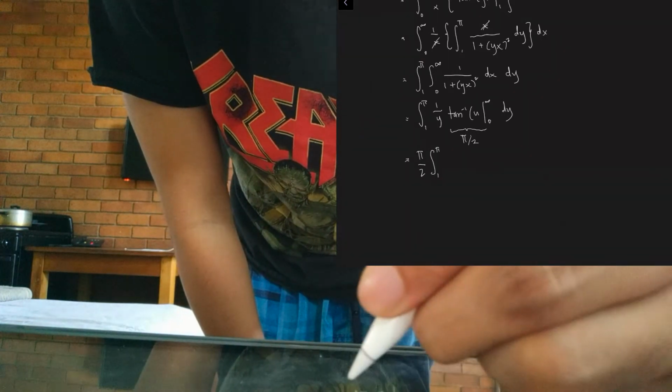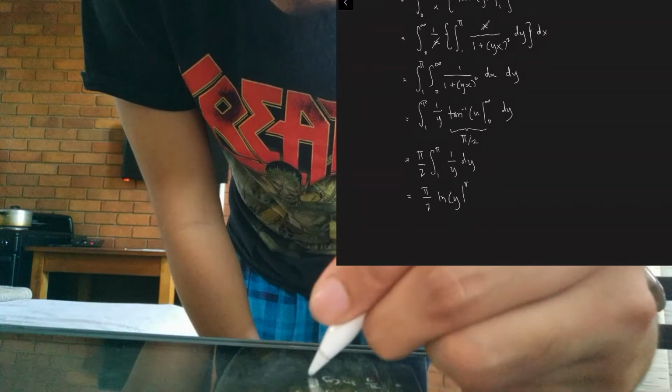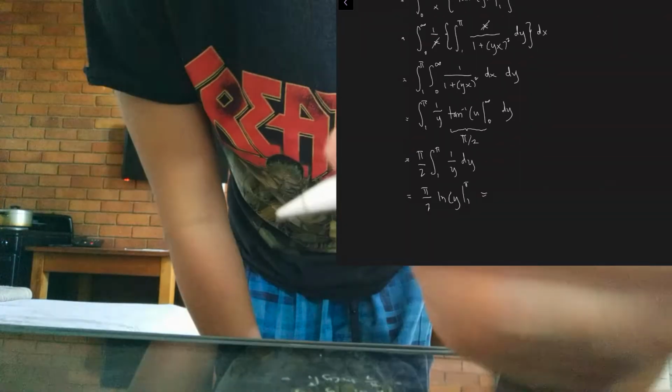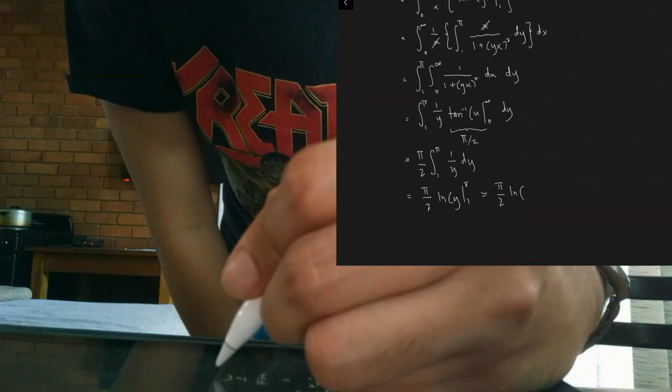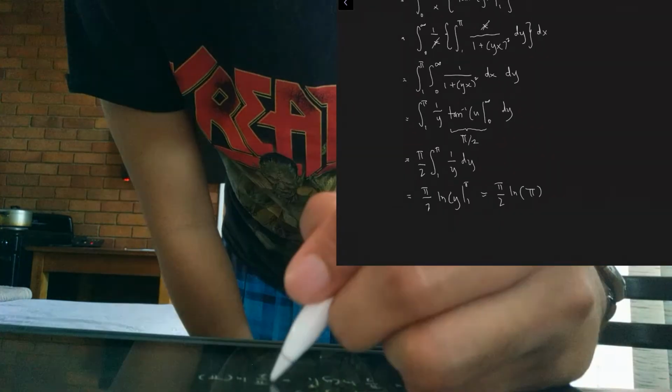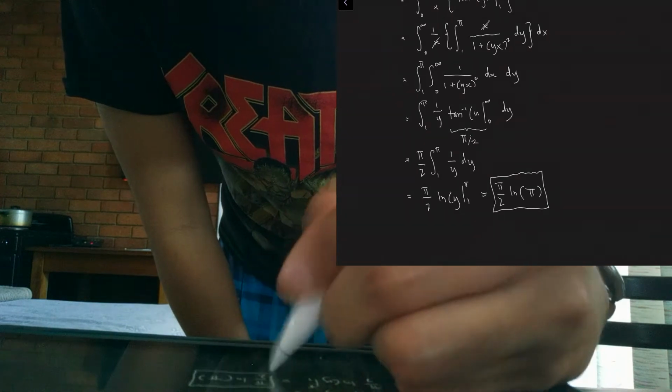So this is just π over 2. We can factor that out: the integral from 1 to π of 1 over y dy. The integral of 1 over y dy is ln y, evaluated from 1 to π. That gives π over 2 times ln π minus ln 1, but ln 1 is just 0. So we are left with (π/2) ln π. This is our final answer.